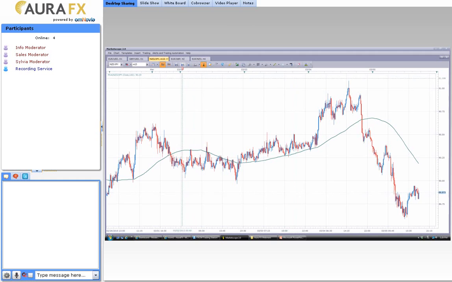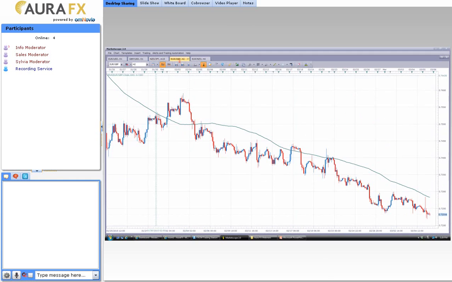Now we have the euro pound, and this is a really good example of the relative weakness compared to the British pound. Speaking of the relative weakness of the euro compared to the British pound, we see a series of ABC moves to the downside, and we see some volatile jumps here. And this is an example.